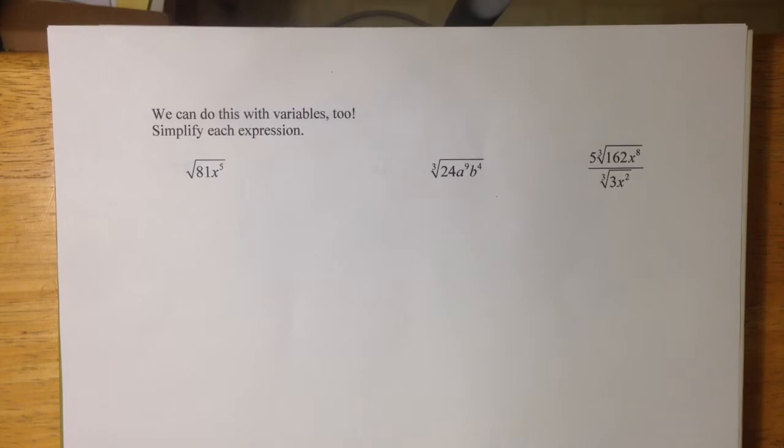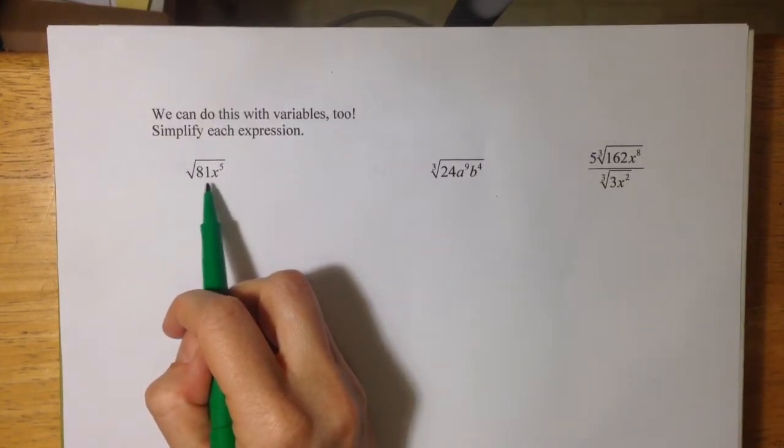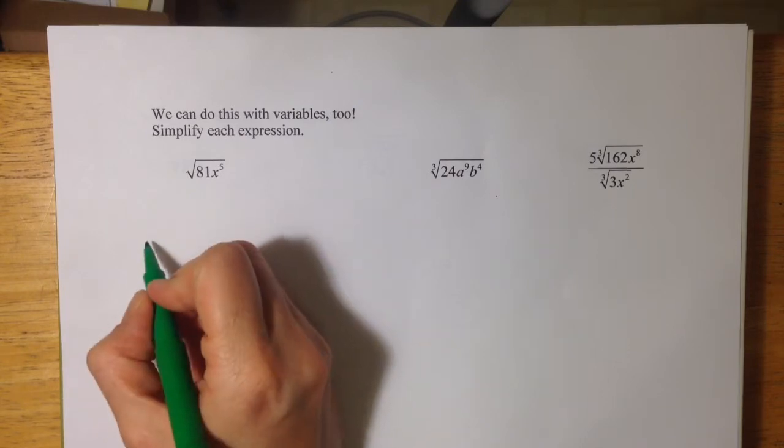The last thing that I want to show you in this section is that we can do this whole process of simplifying radicals with variables as well as with numbers. In fact, I think it might be a little bit easier with variables. I'm going to start with the square root of 81x to the 5th.